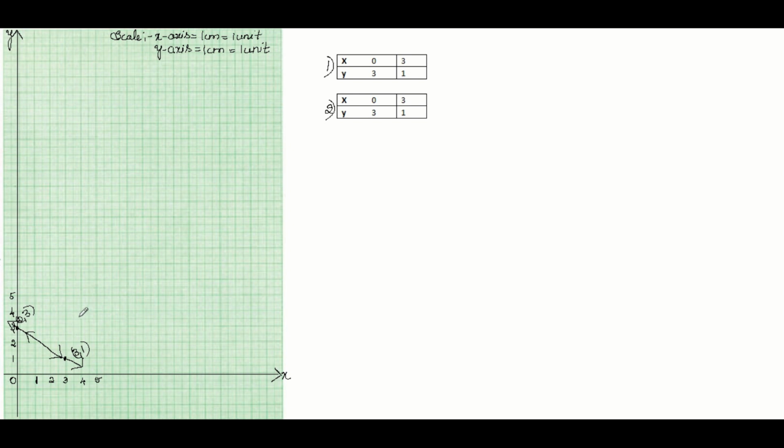What is the equation for this one? The equation is 2x plus 3y is equal to 9, and the other one is 4x plus 6y is equal to 18. These are the two equations which represent the line. You have to write this. The lines are coincident.